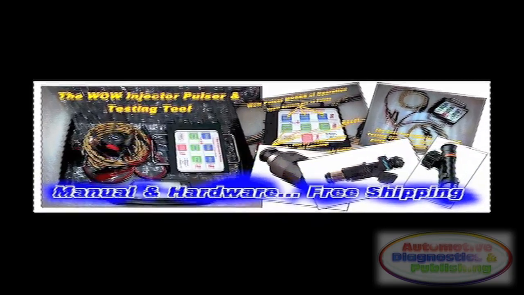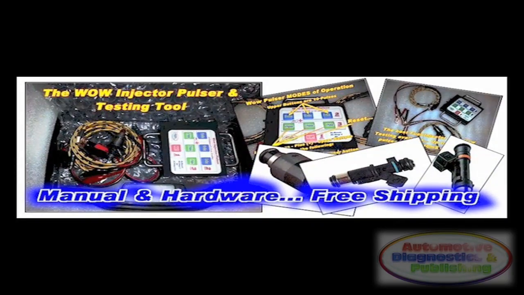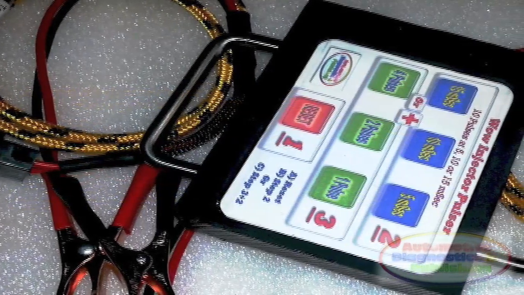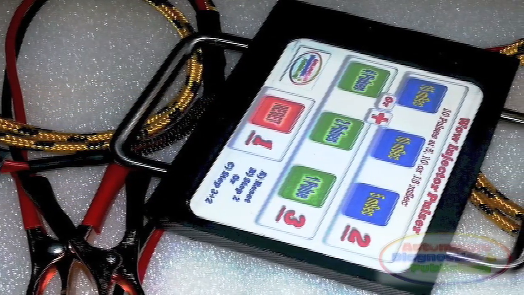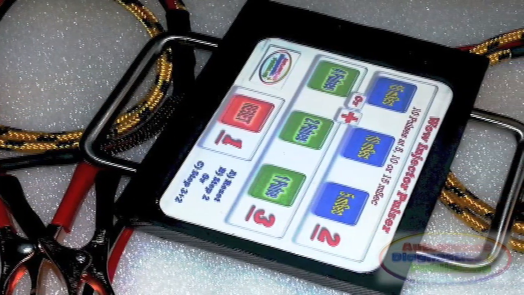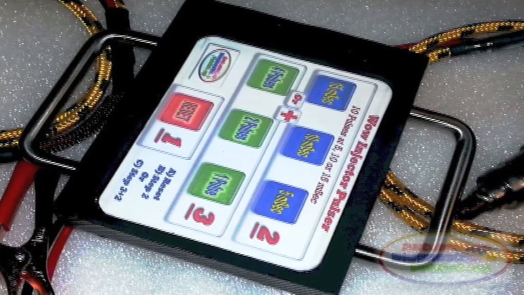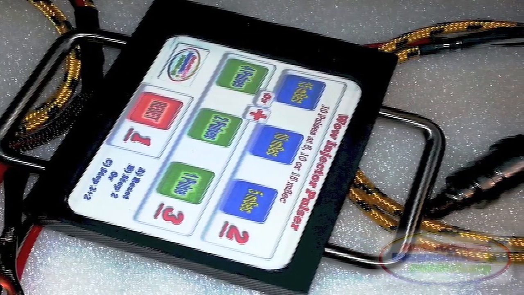The Wow Fuel Injector Pulser tool can deliver the most precise fuel pulse in the industry. That, coupled with your accurate fuel gauge, is exactly what you need to determine if the fuel injector is causing your problem. Within 10 minutes, using the Wow Injector Pulser, you will know if you need to clean or replace the injectors. But, what is the issue?